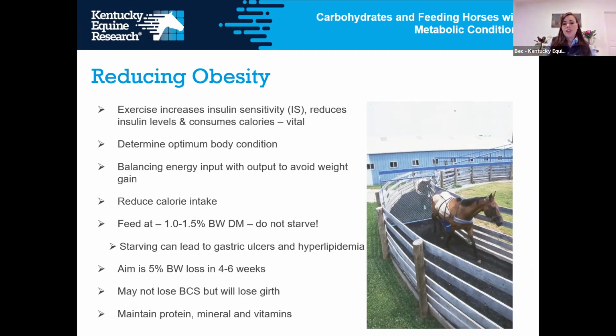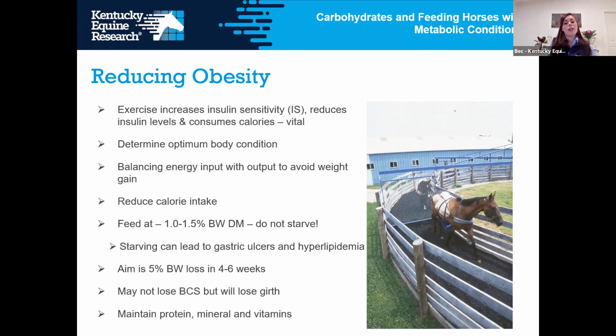So we want to determine what body condition we want to achieve to begin with. Then we look at stripping the diet back. So we still do 1 to 1.5% of body weight in forage, in dry matter intake. And we aim for about 5% of body weight loss over 4 to 6 weeks. So they may lose in their girth measurement, but may not lose in their overall body condition score. So this is where keeping a bit of a photo log can be really, really important.